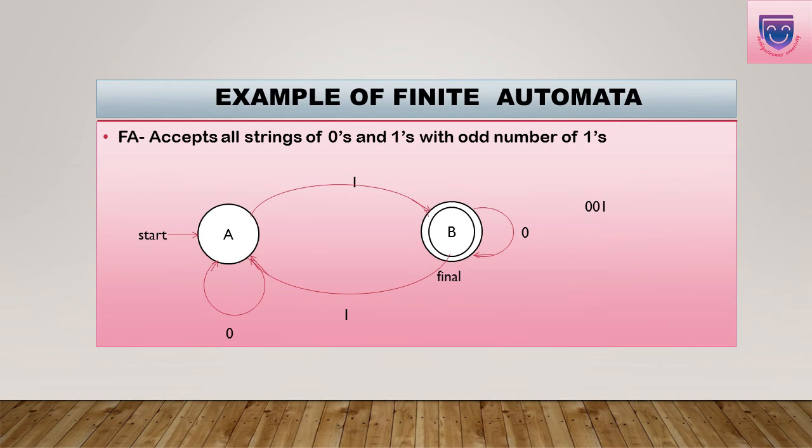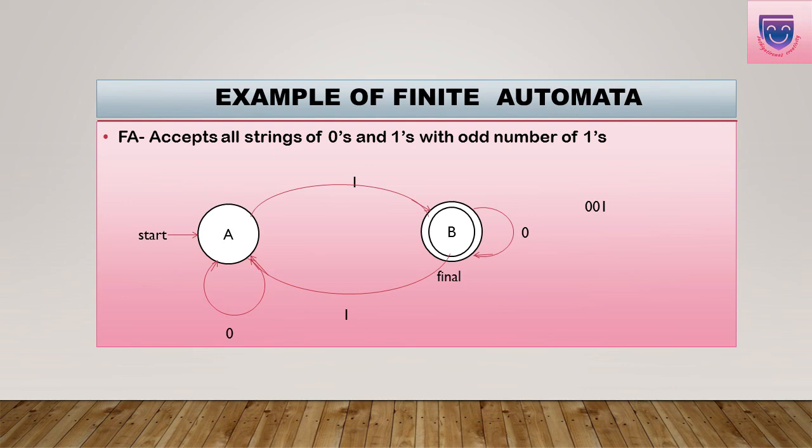This is an example of finite automata. The finite automata should accept all the strings of zeros and ones with an odd number of ones. Having an odd number of 1s means it should be accepted, otherwise it won't be accepted. This is the transition diagram for this finite automata. Here we denote the start state as a single circle, the final state, that is the acceptance state, as a double circle. The transitions are denoted by the arrow mark.